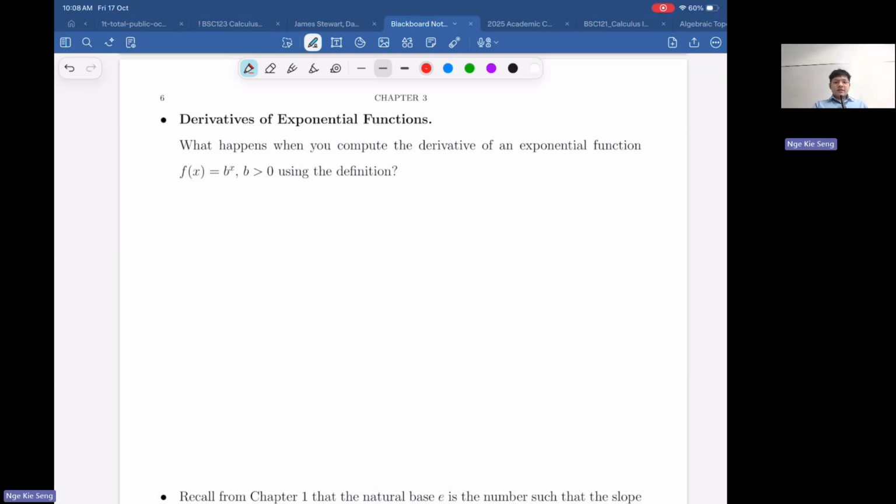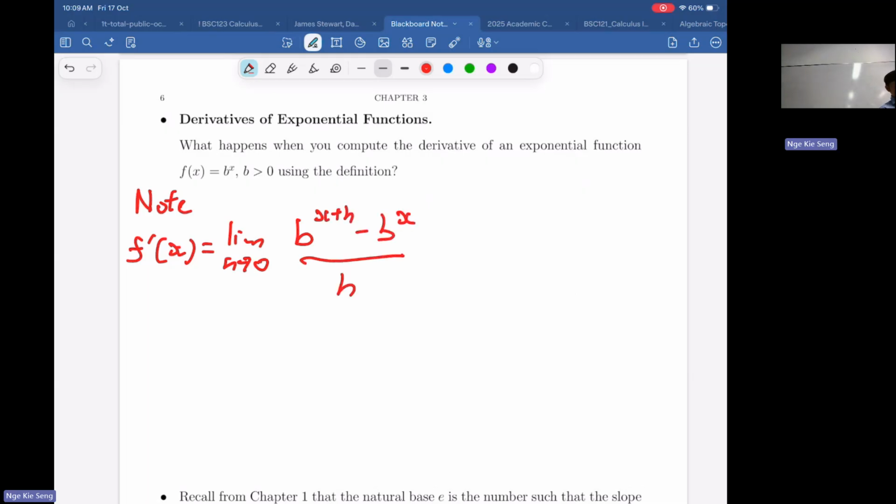So let's figure out what the derivative of an exponential function is. Just use the limit formula. So f prime x is what? The limit as h goes to 0 of b to the x plus h, take away the original function, divided by the change h. Can you realize that b to the x is actually a fixed number? So we can pull this b to the x out, and then we just look at b to the h minus 1 over h.